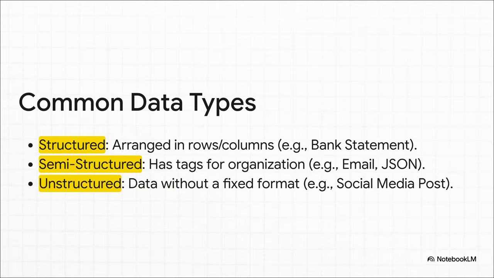Data also shows up in all sorts of formats. You've got your structured data, which is all nice and neatly organized in rows and columns, like a bank statement or a spreadsheet. Unstructured data is the complete opposite. Think about all the messy, unpredictable text in a random social media post. And then there's semi-structured, which is somewhere in the middle. It's got tags that give it some organization, kind of like an email.